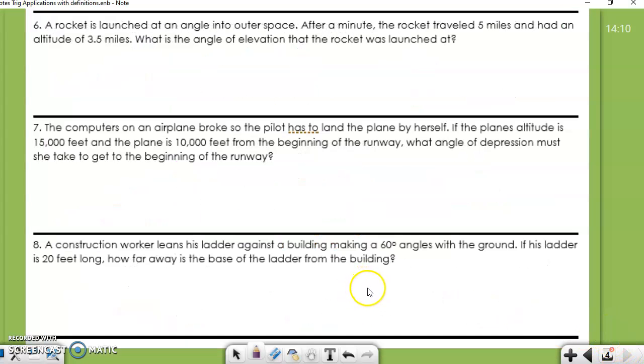Okay, for 6, 7, and 8, I want you to try to do these on your own. Pause the video, and when you come back, I want you just to check your answers and check your ratios.